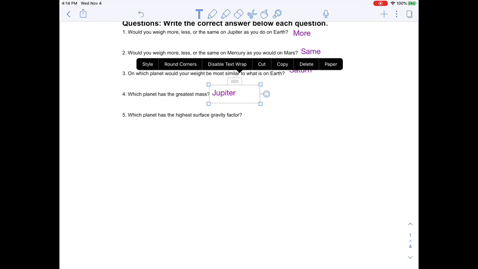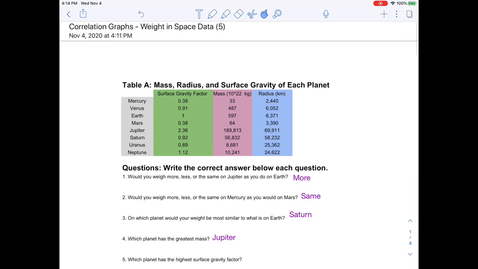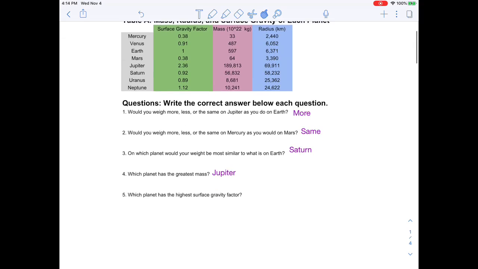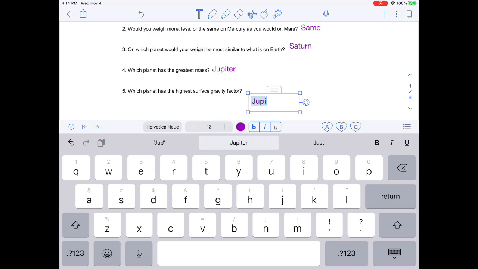And then it says, which planet has the highest surface gravity factor? So I'm back to the green column. If I look at my data, Jupiter has the highest surface gravity of any planet. So I'm going to select here, and I'm going to write in Jupiter.